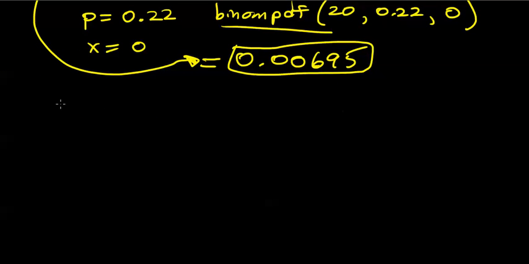All right, let's look at part B. Part B says, find the probability that at least one household is tuned to NBC Sunday Night Football. All right.